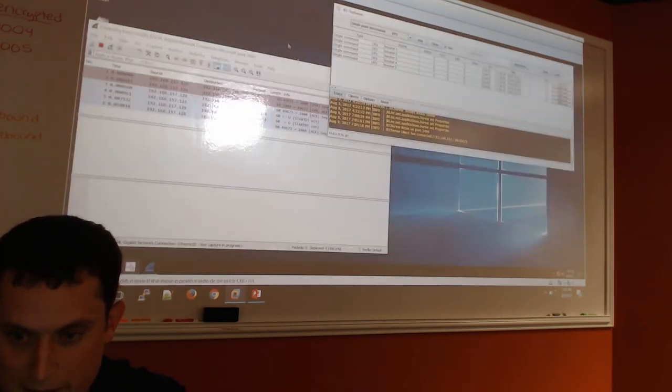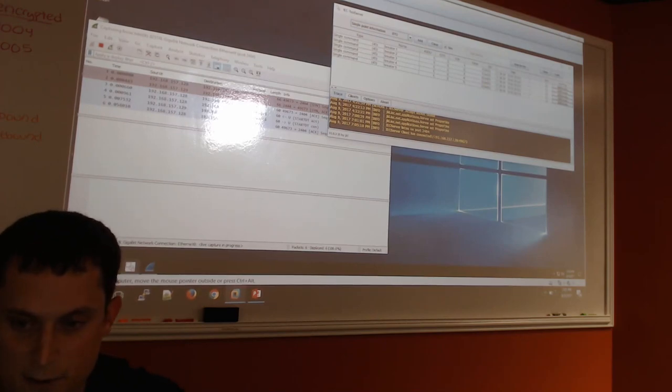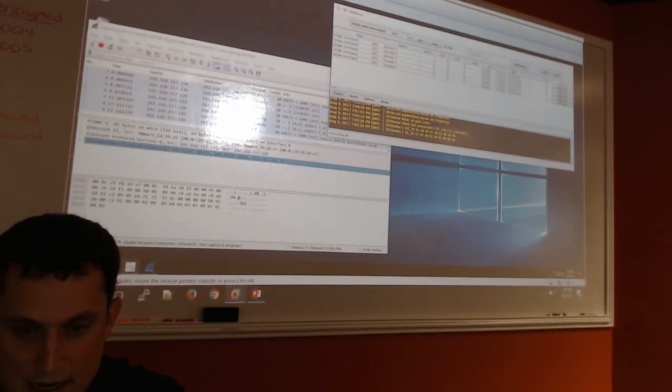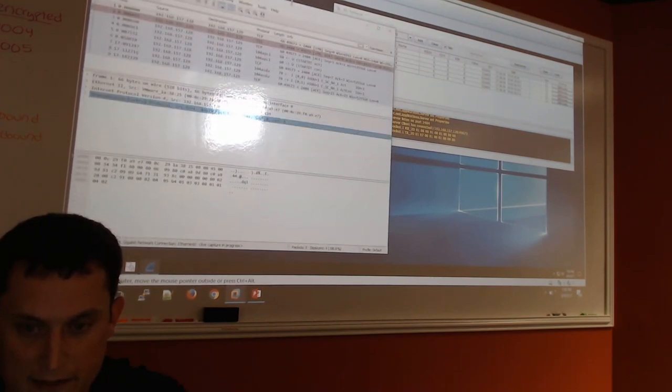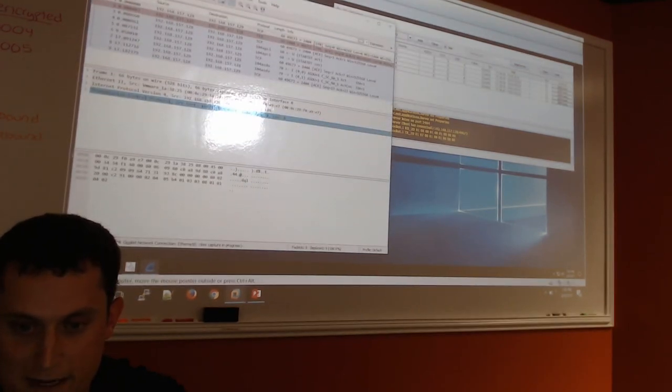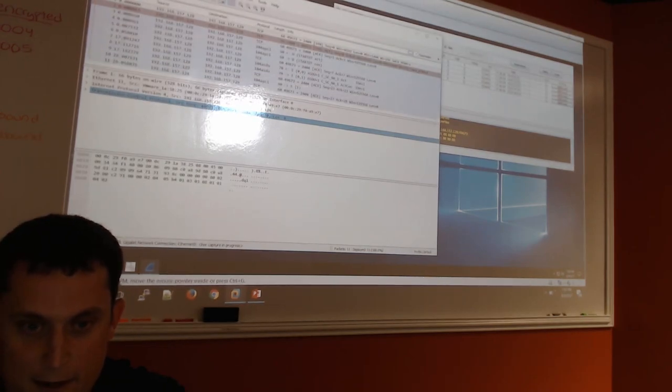What's interesting with this, and it kind of goes back to the question that was asked earlier, is parts of this, and now you see data coming through. This Wireshark window is basically a capture filter only looking at the port 2404 traffic. And so traffic's flowing now.